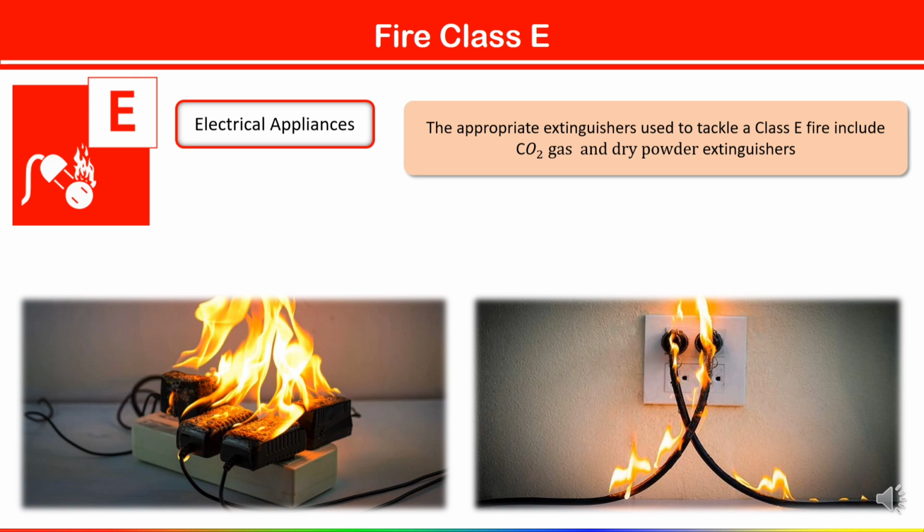So here are some safety tips you have to remember while dealing with a class E fire. First of all, if it is safe, you have to turn off the power if possible, and do not use water or foam. As I told you, always use non-conductive agents only, like CO2 and dry powder.